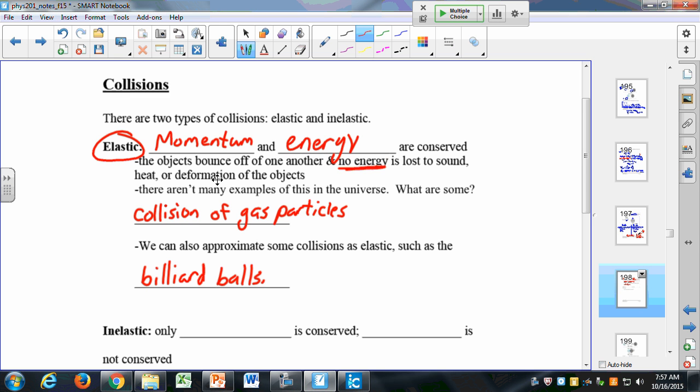So in these, momentum is conserved. That means that Pi is equal to Pf. That's our law of conservation of momentum. But energy is also conserved. That is, Ei is equal to Ef. If we're talking about gas particles, really the only energy that they have is kinetic energy. We'll see a problem like that in just a bit, where not only are the initial and final momentums the same, but also the initial and final kinetic energies are the same.